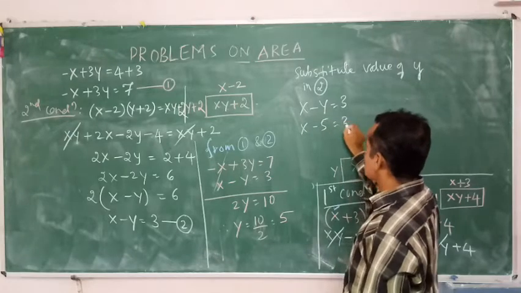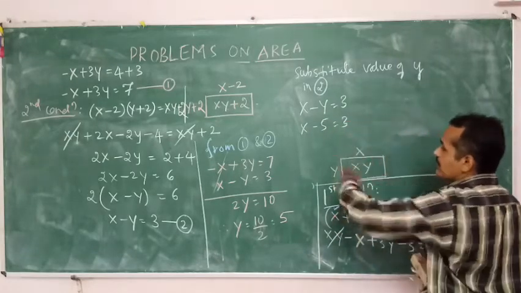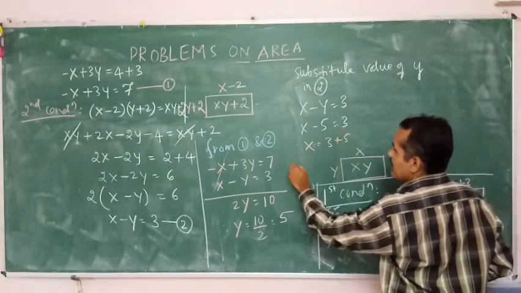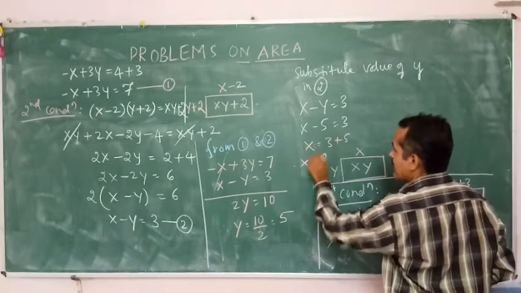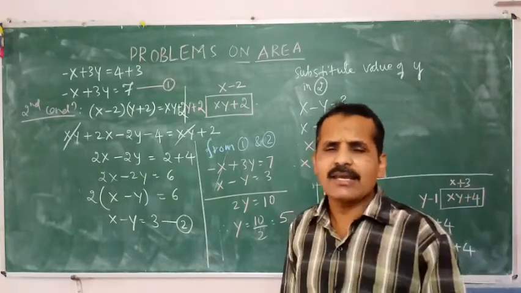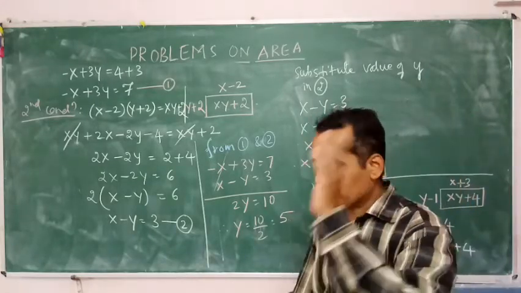Minus 5 is equal to 3. It can be shifted here. Therefore, x is equal to 3 plus 5. Therefore, x is equal to 8. You got the values of x and y, but what are they? They are the length and breadth of the rectangle.